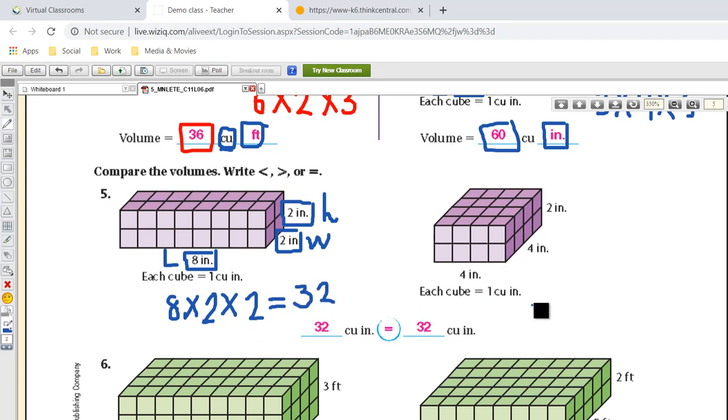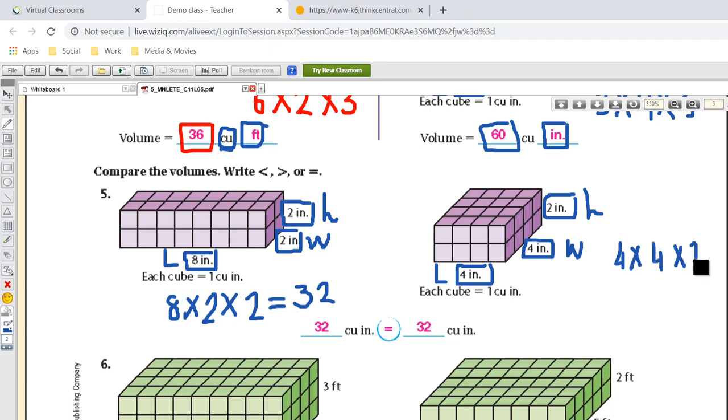32. What about this? We have 4 inches and 4 inches and 2 inches. And we want to get the volume of this solid figure. So you have to multiply. We have length, width, height, and we want to multiply them together. So it will be 4 multiplied by 4 multiplied by 2. It will be also 32.